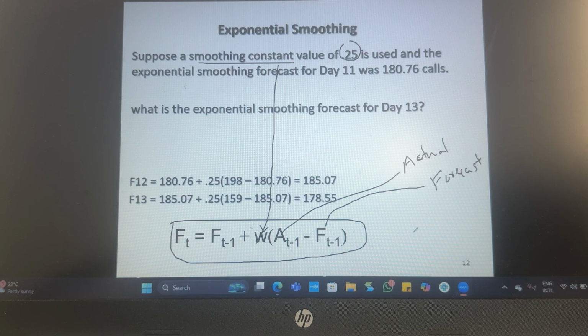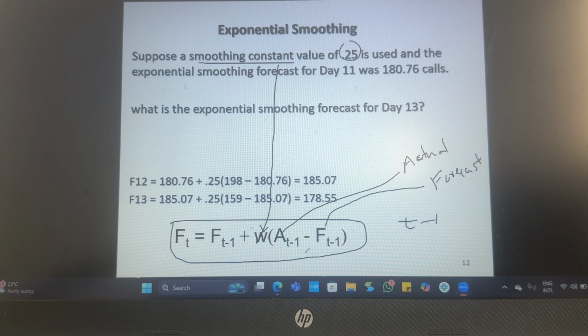A is actual, F is forecast. T is the current period, T minus 1 is 1 year before, the previous year. So Ft is forecasted for the current year, Ft minus 1 is the previous year forecasted value, and At minus 1 is the previous year actual value. Okay.